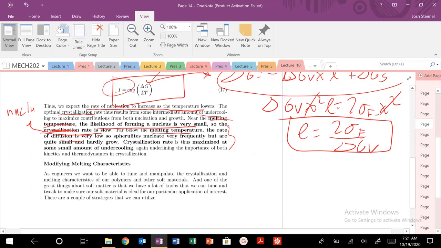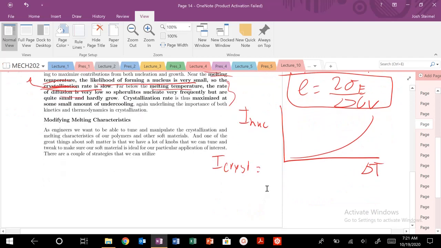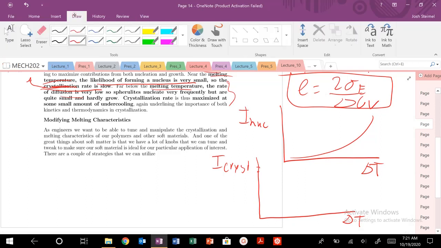For our nucleation, our rate of nucleation is going to look like this. So as delta T increases, we're going to shoot up like that. Now, for our rate of crystallization, just like we talked about previously, when we look at it as a function of delta T, I'm going to call this my D term. So my diffusion drops off like this. My nucleation rate goes like this. So to maximize my crystallization rate, I need to have this moderate amount of undercooling.